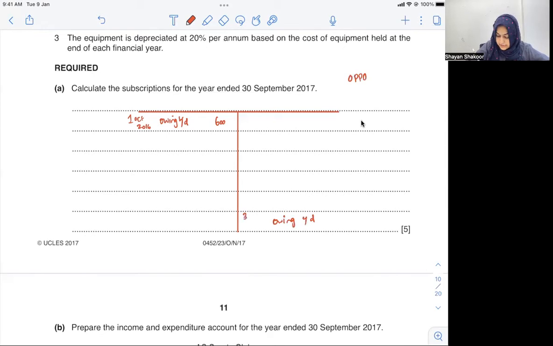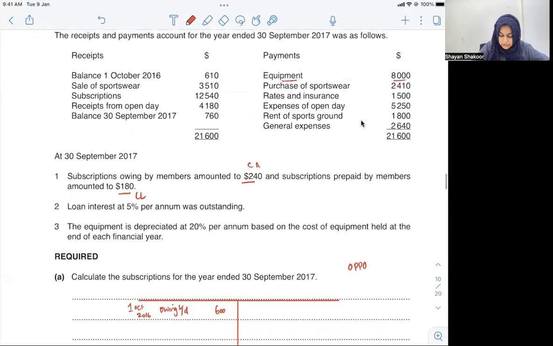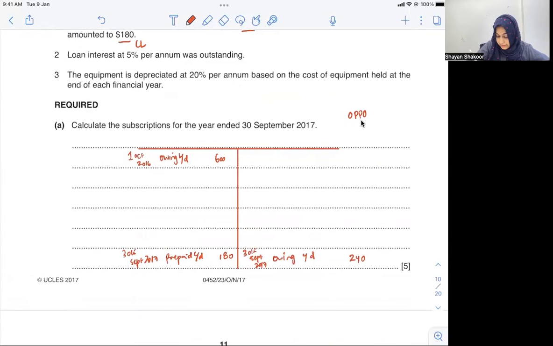And this will be 30th September 2017. Owing carried down is 240, owing at the end of the year. Then we have a prepaid carried down on 30th September 2017, and that is $180. And then the money that we're receiving in the bank account is 12,540. So we write bank here and we write 12,540.